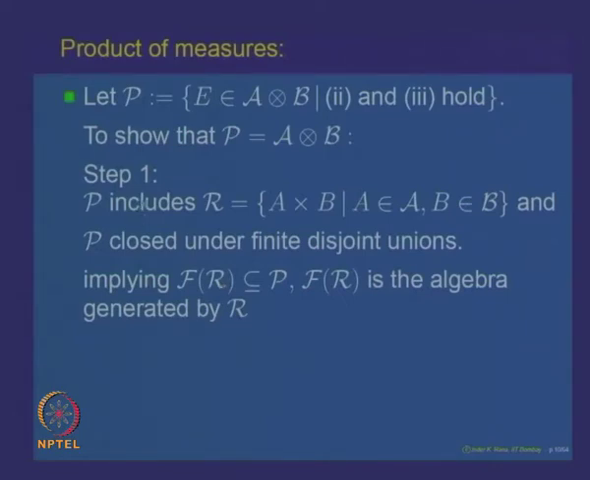So, as a consequence of step 1, we have gotten that the algebra generated by rectangles is inside the class P, where F r is the algebra generated by rectangles. So, now, our next step should be trying to show that this P is actually a sigma algebra. But once one tries to show that P is a sigma algebra, one lands into a problem. One is not able to show that it is closed under arbitrary unions. So, that will be a problem.